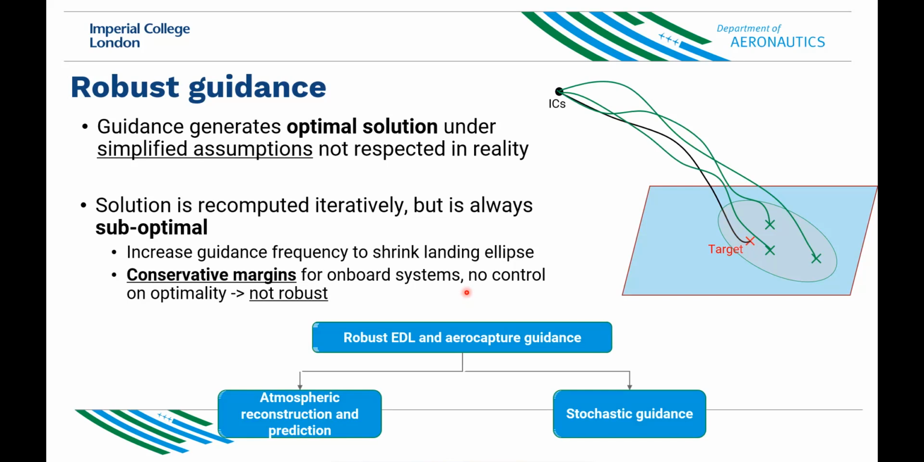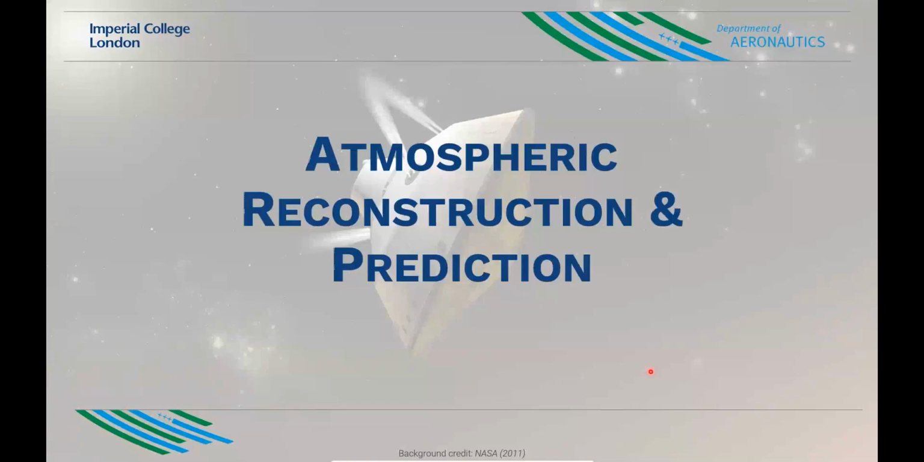In this project, we tackle this problem through two main aspects. The first is the reconstruction and prediction of atmospheric quantities such as density and wind, and the other is the implementation of a stochastic powered descent guidance algorithm. So I'll just give an overview of the first part, on the reconstruction and prediction of atmospheric variables.